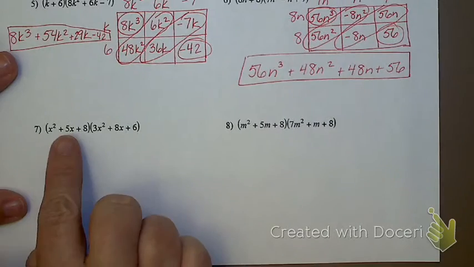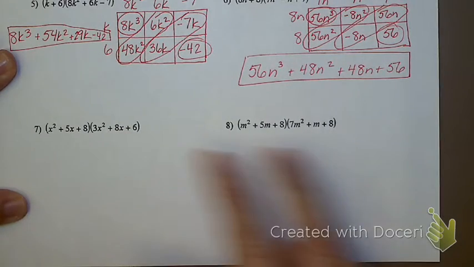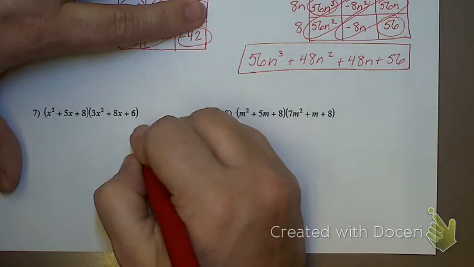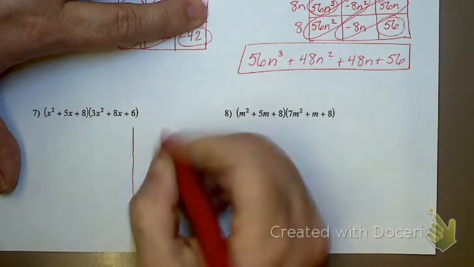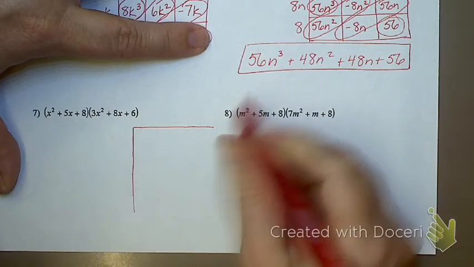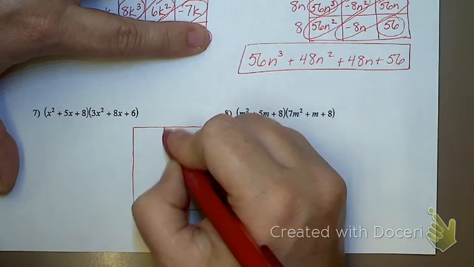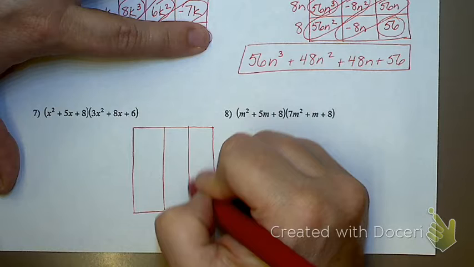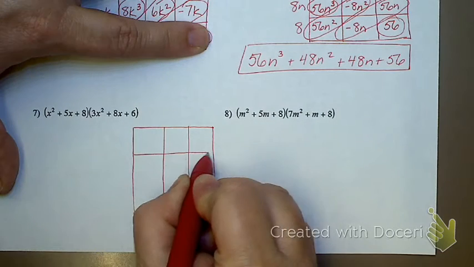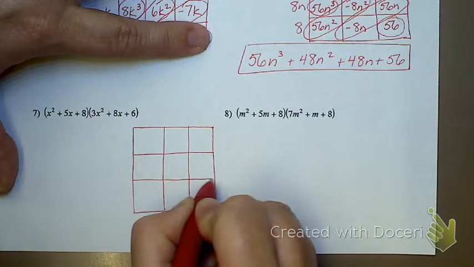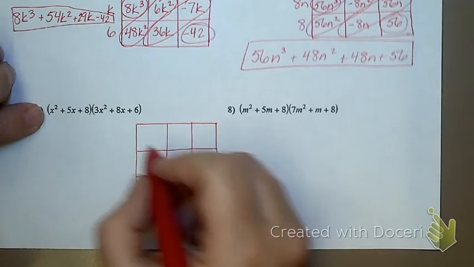All right, the last two. The last two are both 3 by 3. Both of these are 3 by 3. So I'm going to need a big old box. It's got to have 3 by 3. So my box is going to be pretty big. Boom, boom, and 2 this way also. So there's my 3 by 3. So let's write this out.